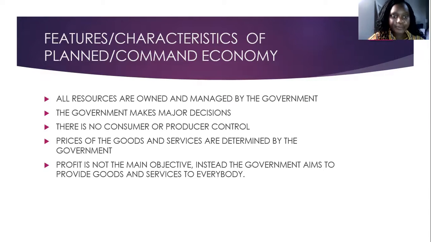Number five, profit is not the main objective. Instead, the government aims to provide goods and services to everyone. In this economy, the main purpose or the main aim is not for the government to make profit, but is to provide goods and services to each and everyone in the country.